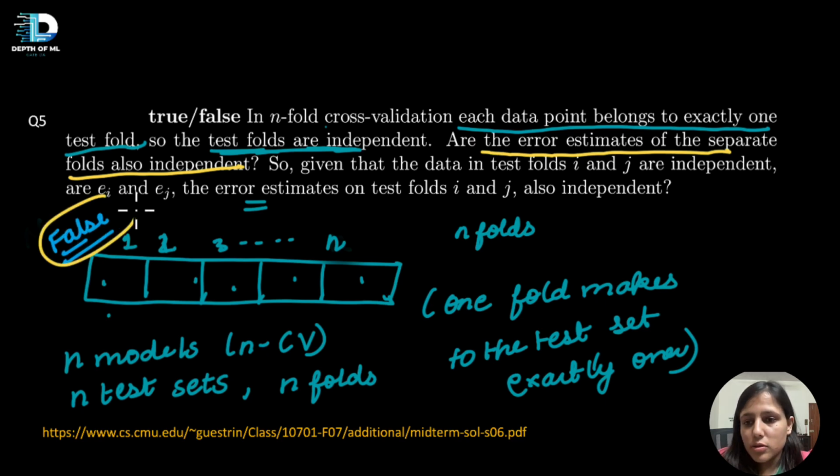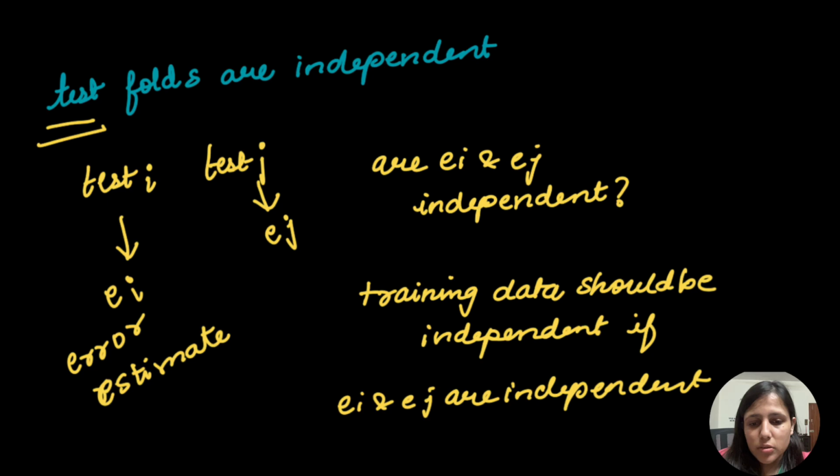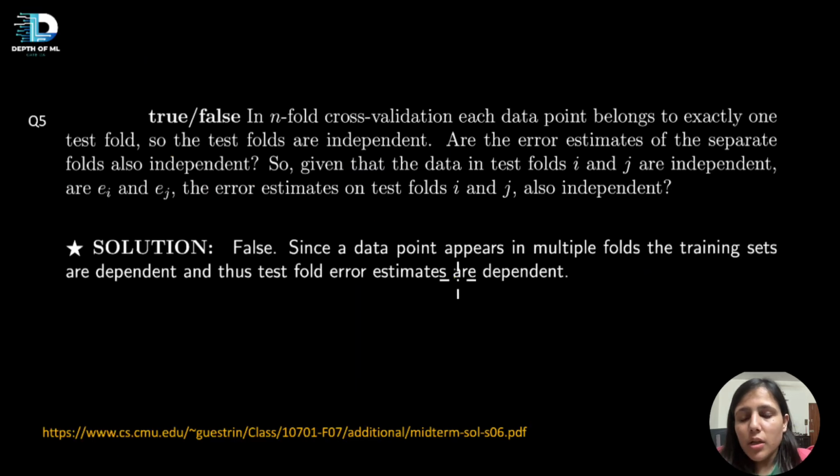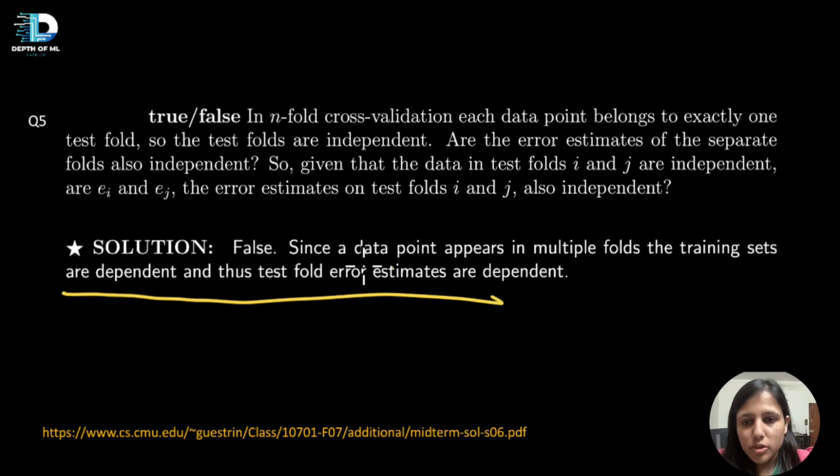Let's look at the explanation of this. Since the data point appears in multiple folds, the training sets are dependent, and thus the test fold error estimates are dependent, right? So this establishes that this is not a true statement.